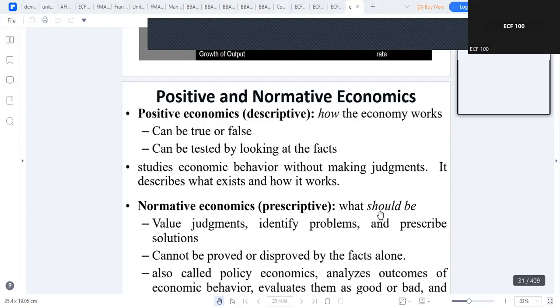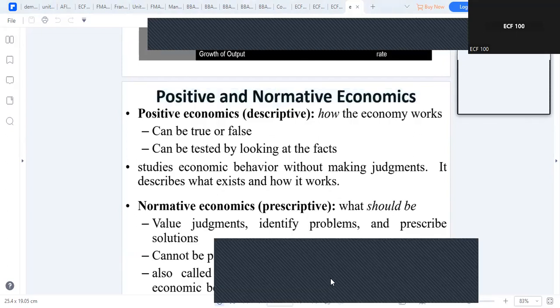So when we're dealing with positive and normative economics, what are we looking at?